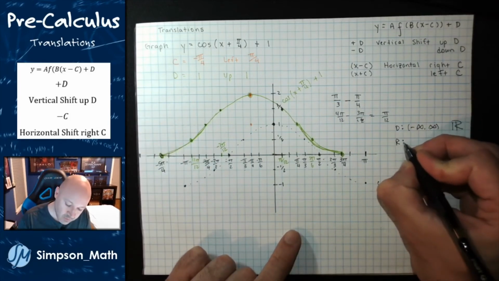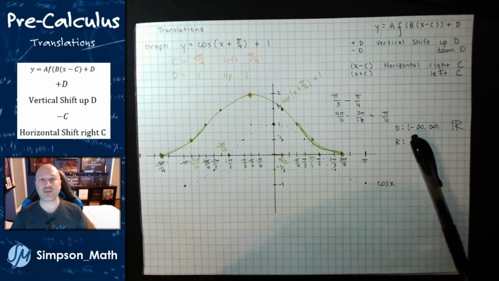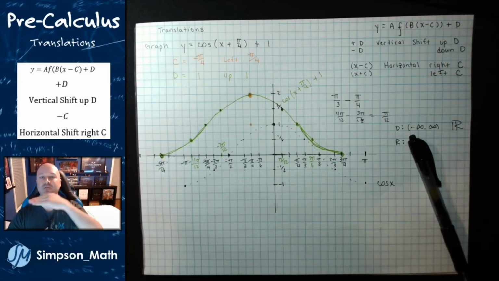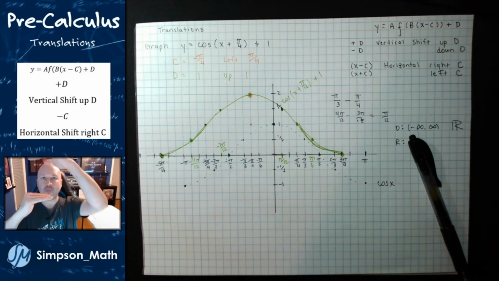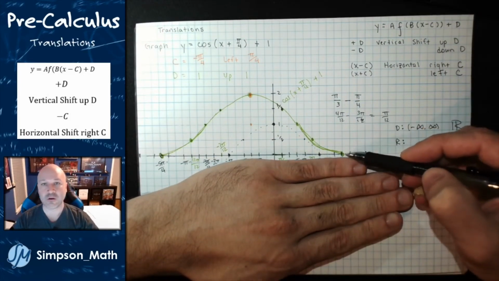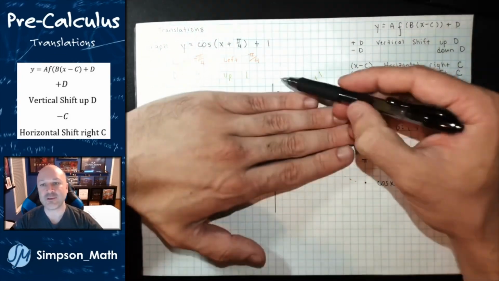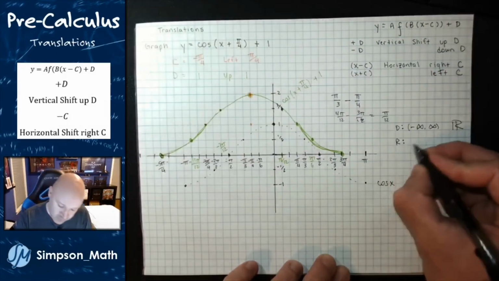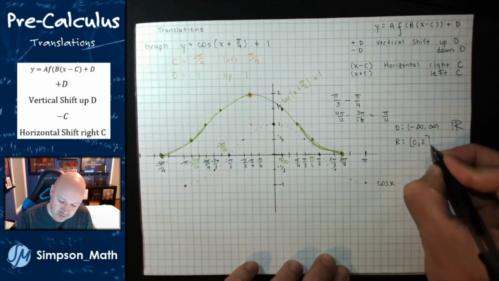Range. Normally, cosine is bound between negative 1 and positive 1. But because we shifted everything up 1, I'm now bound between 0 as my lower range value and 2 as my upper. 0 to 2.